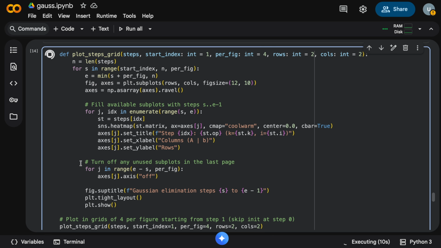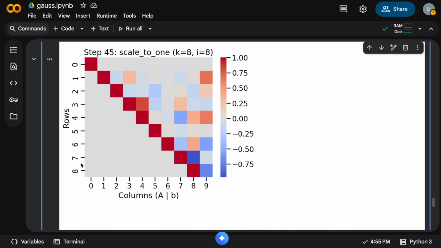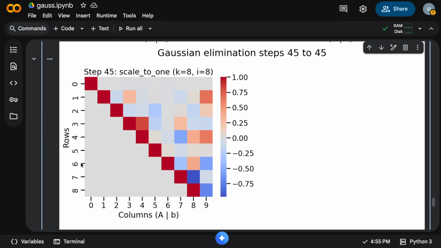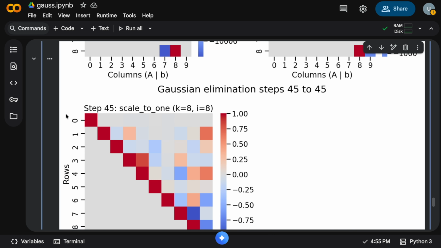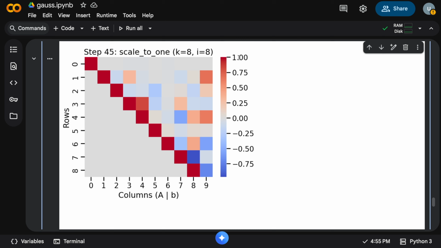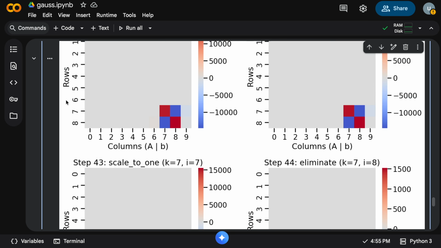This is going to take some time. Great. So you can see here that there were a total of 45 elimination steps that we took to arrive at the final result. You can observe that at the end, these are the diagonal elements which are basically one, the pivot elements, through which we can get the values.